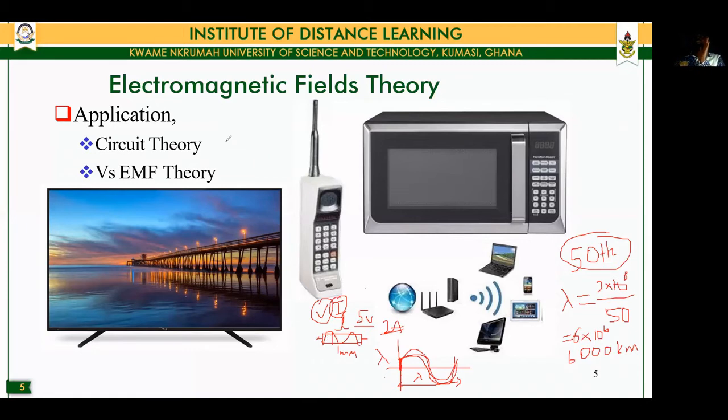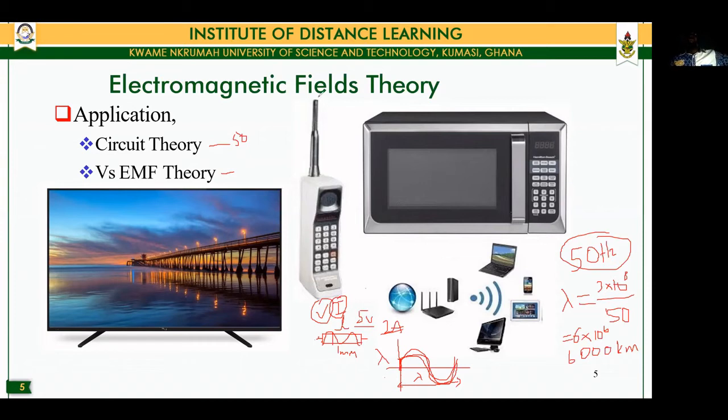So the difference in frequency is the most significant difference between what? Circuit theory and electromagnetic field theory. In circuit theory, you're dealing with very low frequencies and therefore very large wavelength. But in electromagnetic field theory, you're dealing with what? Very high frequencies and therefore very short wavelength. And therefore the treatment is different.